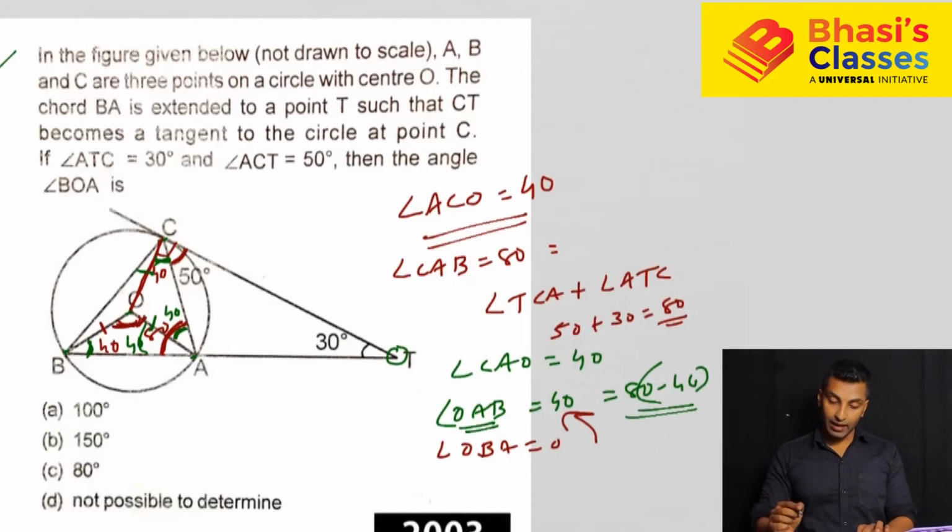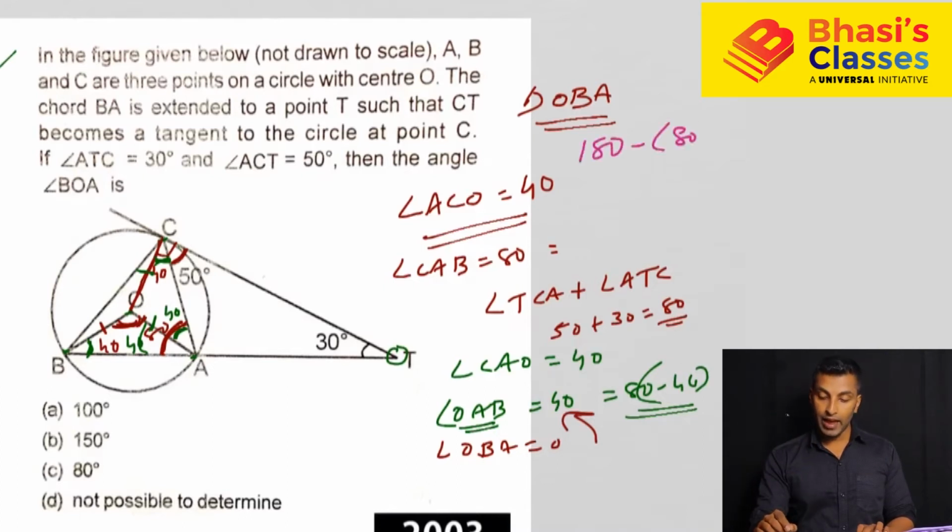So we have a triangle. So in the triangle OBA, we know two angles, both were 40. So what is your answer? What will be angle BOA? 180 minus 80, right? So this is going to be 100. So I hope this is clear for all of you.